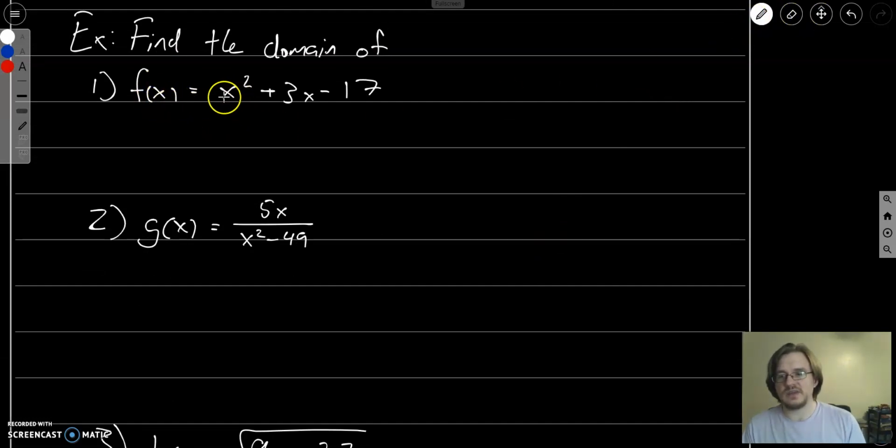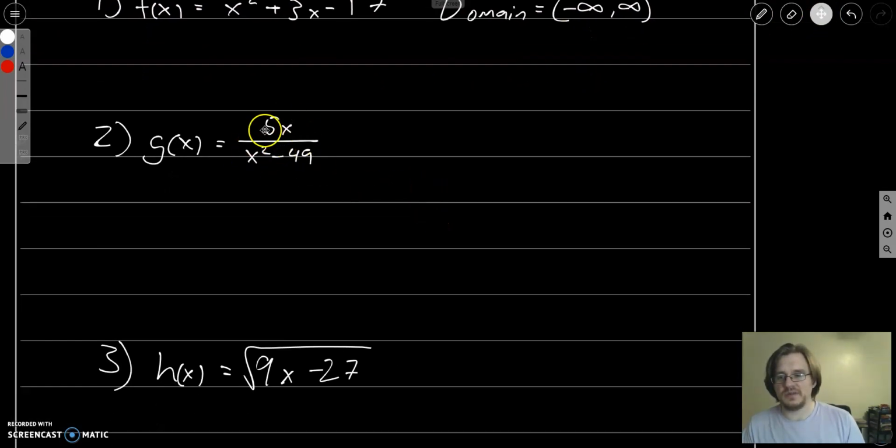When we plug in x, we get x squared plus 3x minus 17. Well, when we look at this, we can plug any number that we want into x squared. We're allowed to square any real number. We can take any real number times 3. We can add them together. We can subtract 17. Nothing gives us an imaginary number. We're never divided by 0. So here, the domain is simply going to be all real numbers, meaning the entire interval from negative infinity up to positive infinity. So there's no restrictions here.